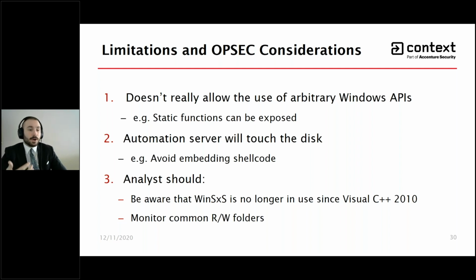Same thing for common read-writable folders like C:\Users\Public or the AppData folders, which are used quite extensively to drop files onto disk and to load them. They should absolutely be monitored, because this is the common location where people just drop stuff.